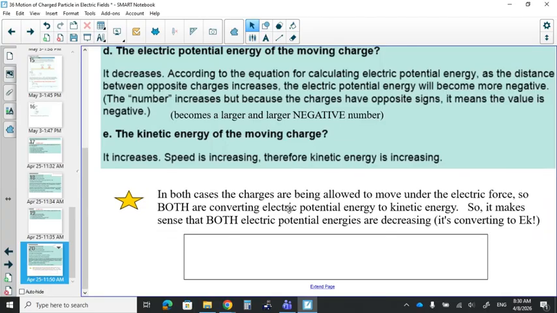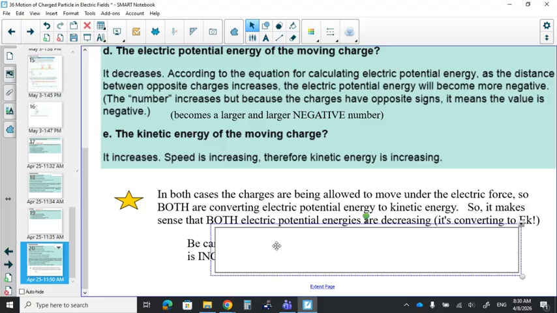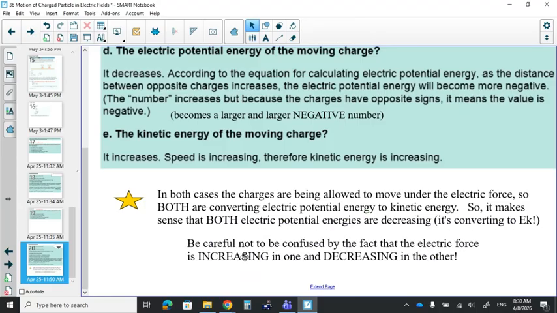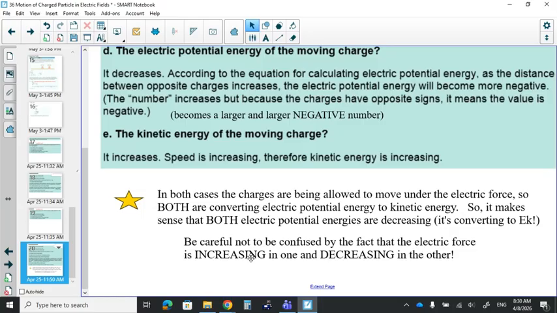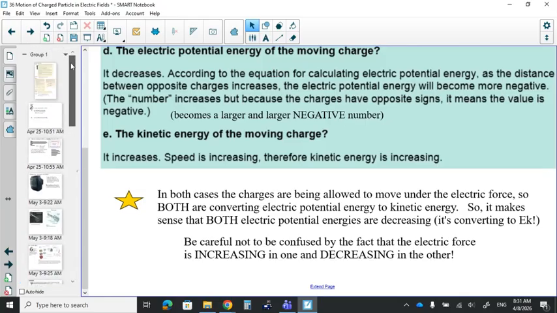In both cases, they're being allowed to move under electric force, and so both are converting electric potential energy to kinetic energy. So it makes sense that both electric potential energies are decreasing because they're converting to the other form. But just be careful not to be confused by the fact that the electric force is increasing in one case and decreasing in the other. Just because those are opposites doesn't mean everything else is opposite. That's kind of the moral of the story for those questions.